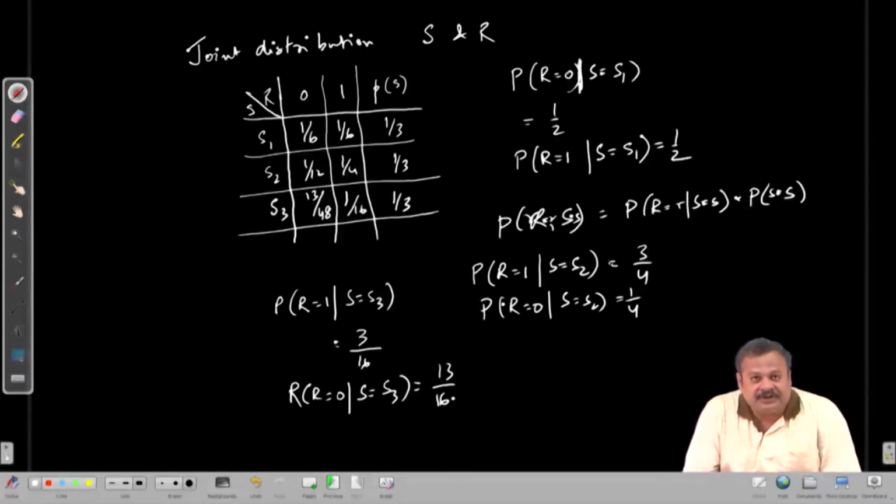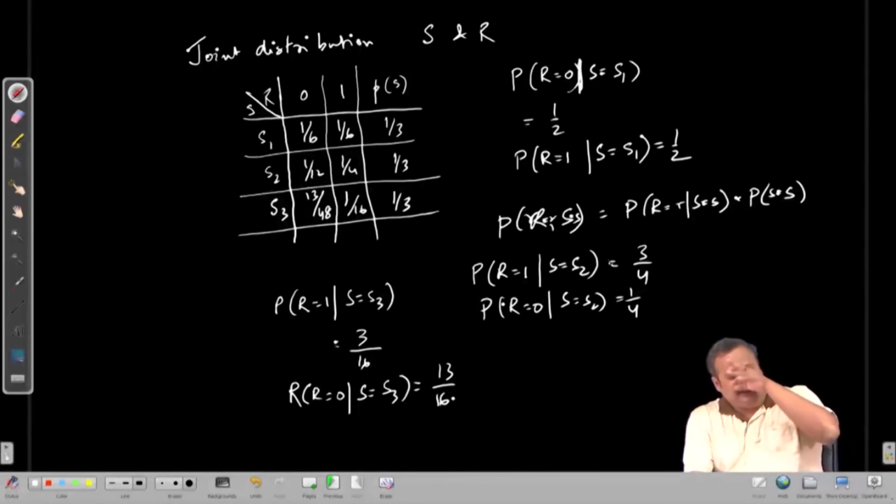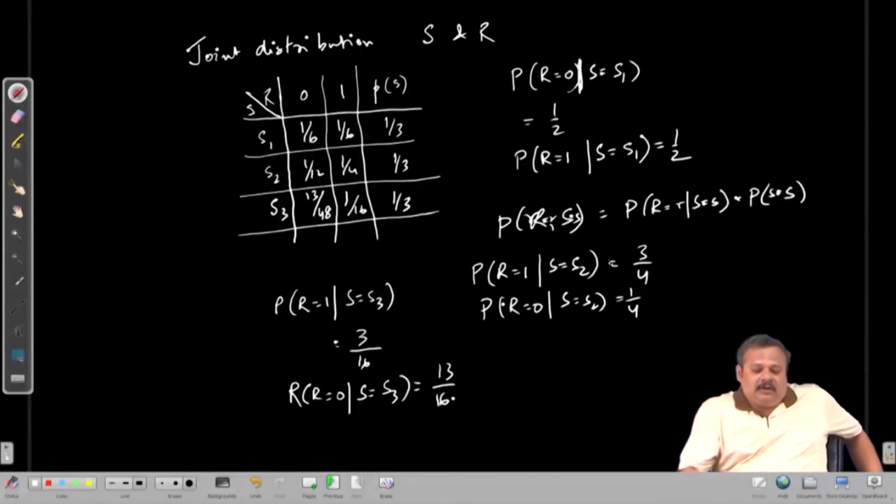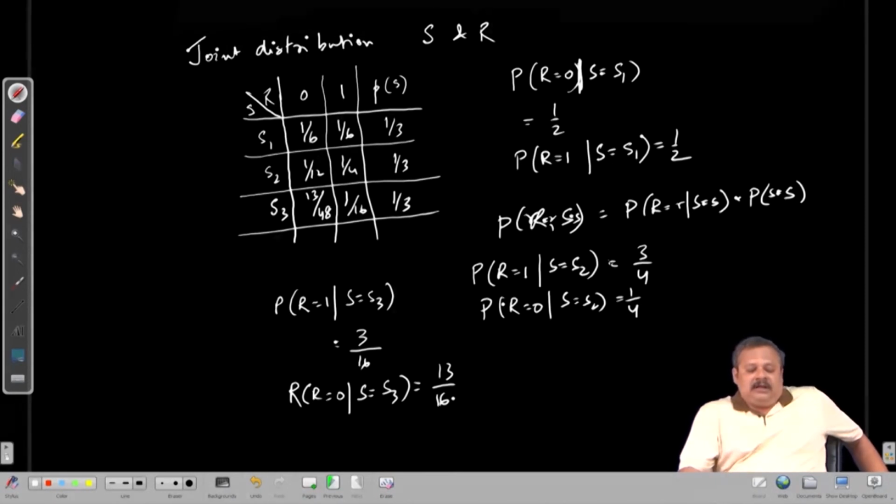Now if I ask you the question: you do not know what the stimulus is, but you know that one of these stimuli S1, S2 and S3 has been played to the neuron or the system, and you see that there is a spike. What would be your guess as to which stimulus has occurred? Obviously, you will say that the one with the highest probability associated with the spike is the most likely one to have occurred, which is S2.